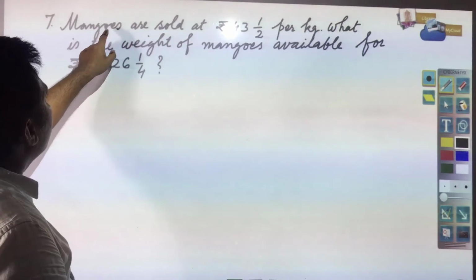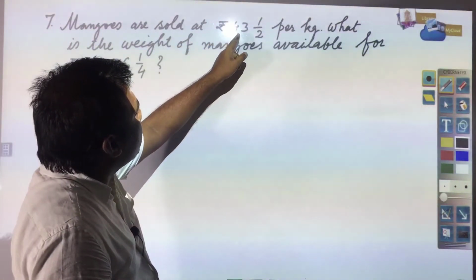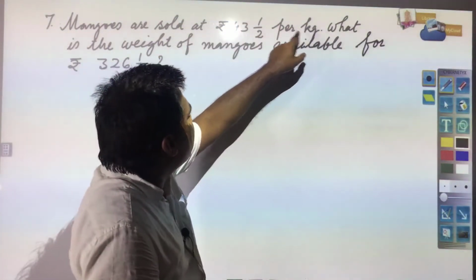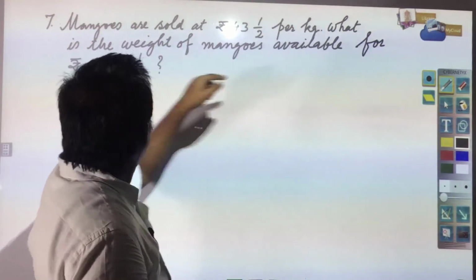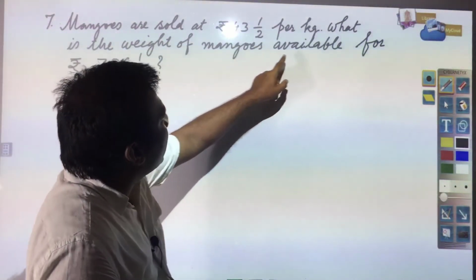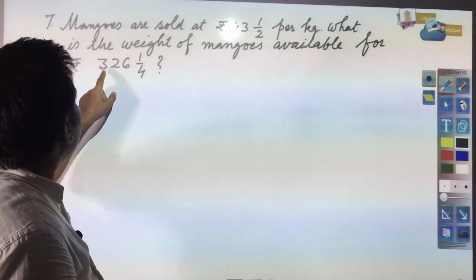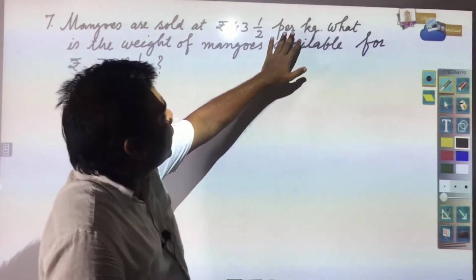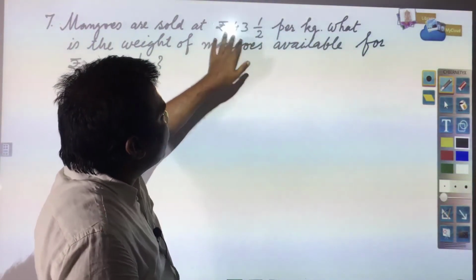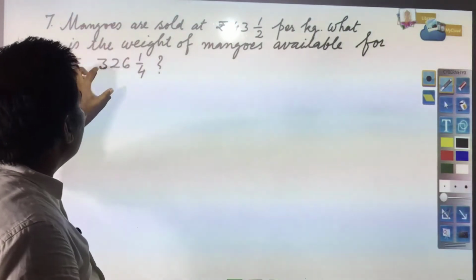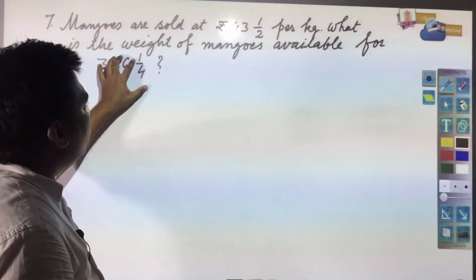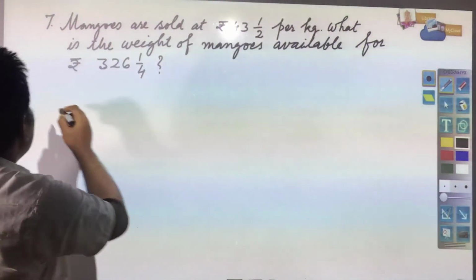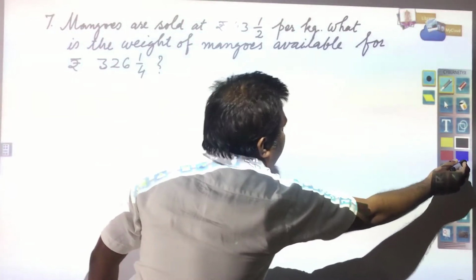The 7th question is: mangoes are sold at rupees 43 whole 1/2 per kg, means 1 kg of mango costs this much. What is the weight of mangoes available for rupees 326 whole 1/4? Means if you purchase 1 kg you have to pay this much, and if you are paying 326 whole 1/4 rupees, how much mango can you get? So here you see how we will solve this question.